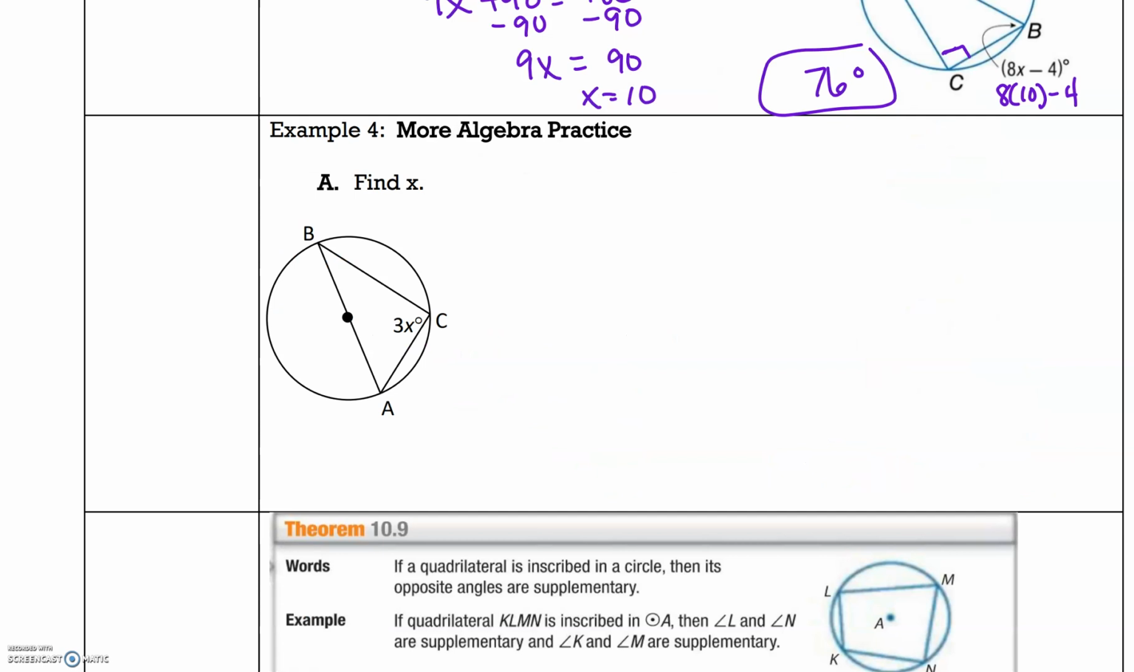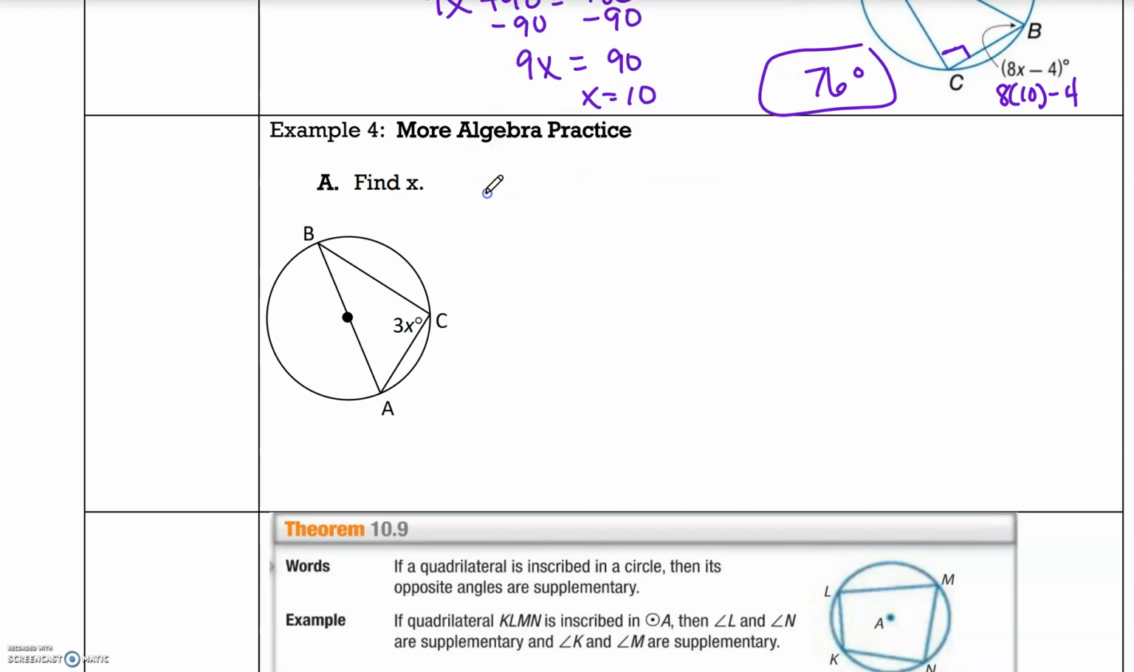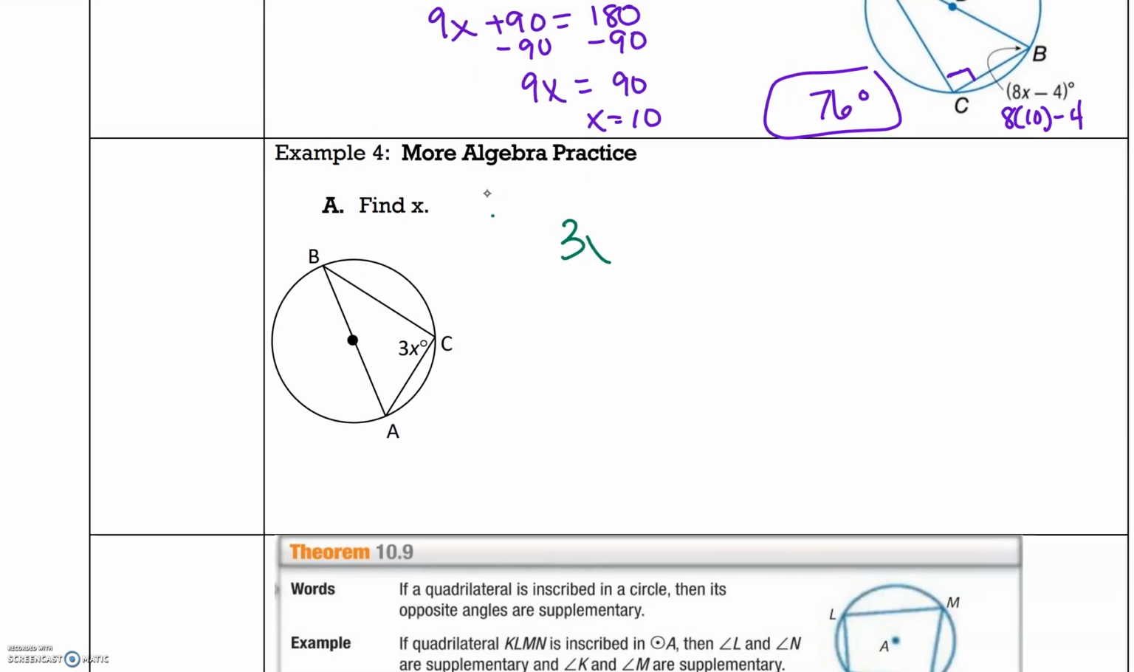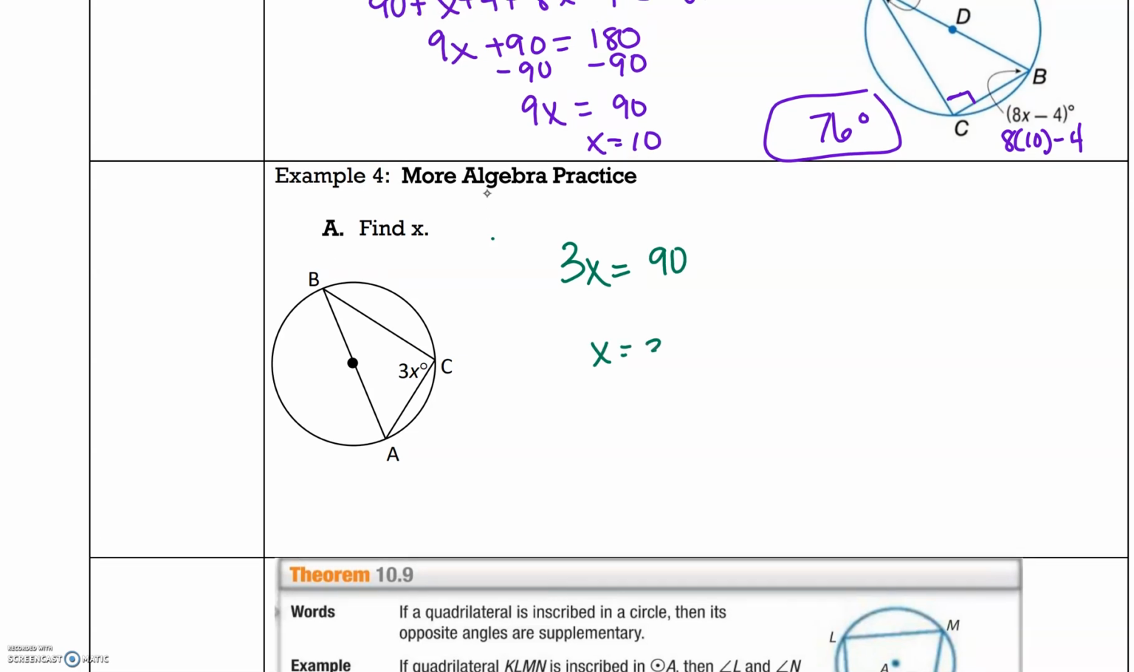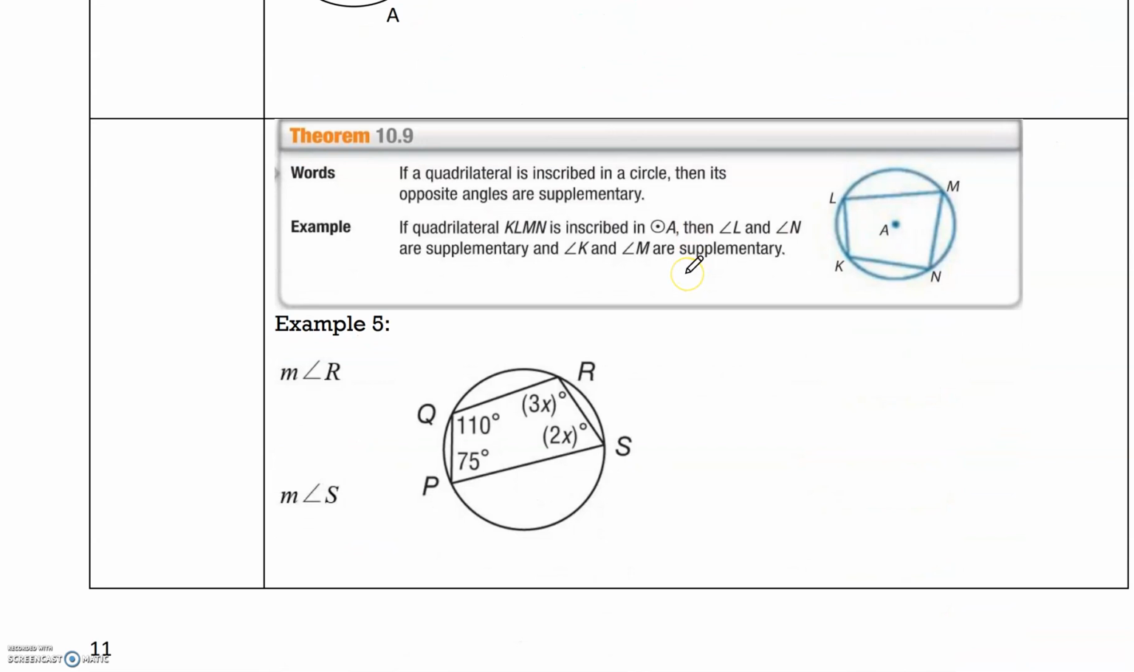So go ahead and set up this next one. If we know that AB is our diameter, what would angle C be? Go ahead and set 3x equal to what you know that this angle would have to be, and solve. And hopefully you got 30, because this should be a right angle since it is going through the diameter, forming that semicircle.